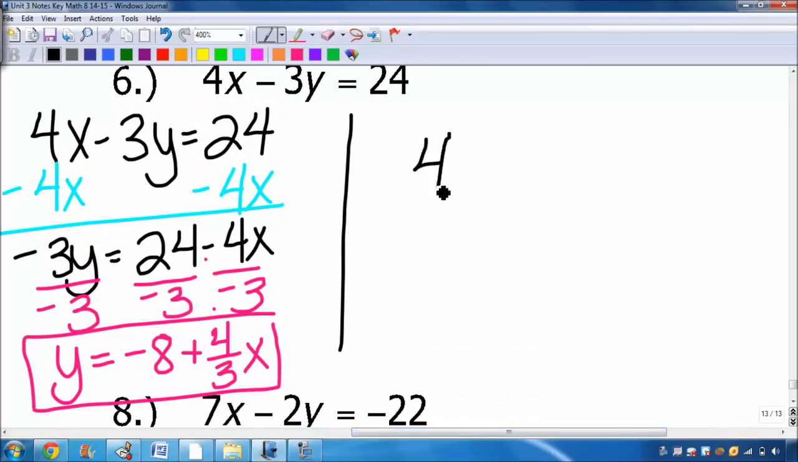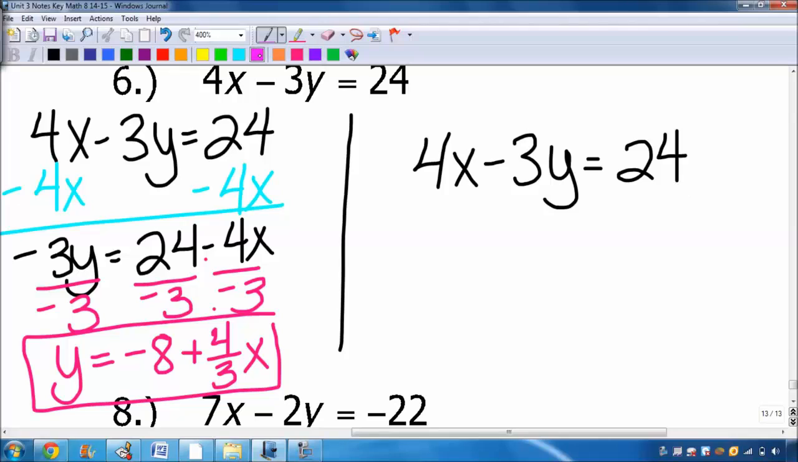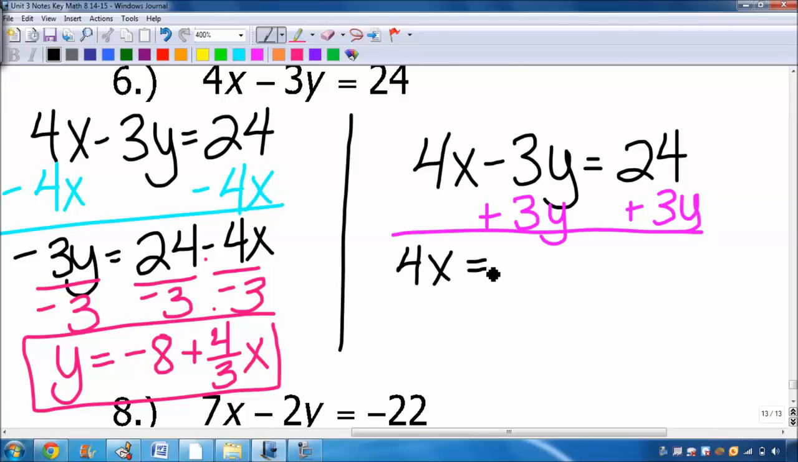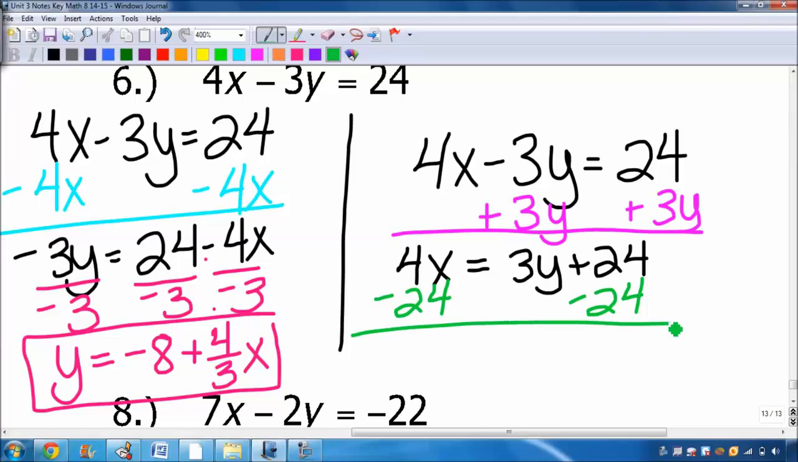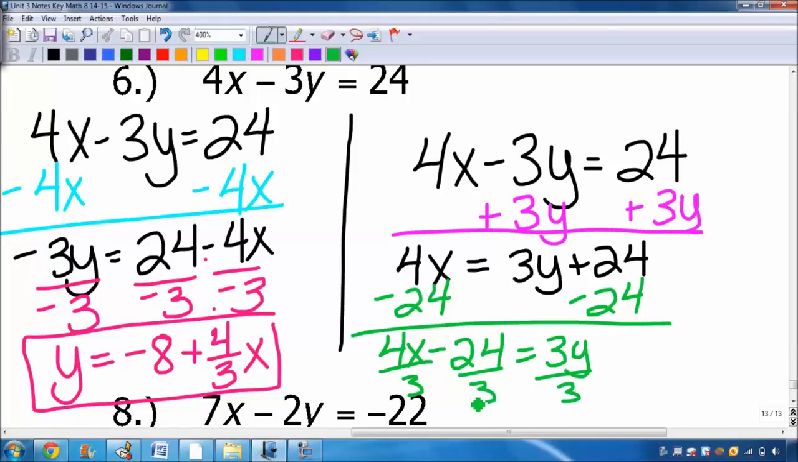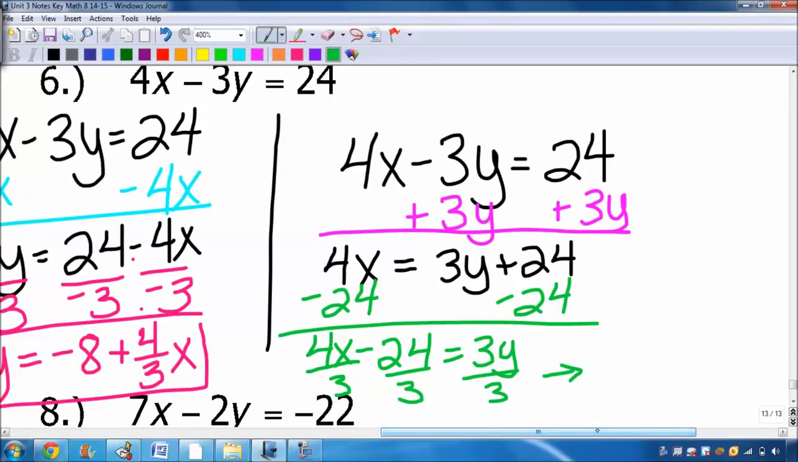Okay? So I get 4x minus 3y equals 24. I'm going to force the 3y to be positive. So I'm going to add 3y to both sides. So I end up getting 4x equals 3y plus 24, or 24 plus 3y. Now I'm going to subtract the 24 from both sides. These are not like terms, so I end up getting 4x minus 24 equals 3y.